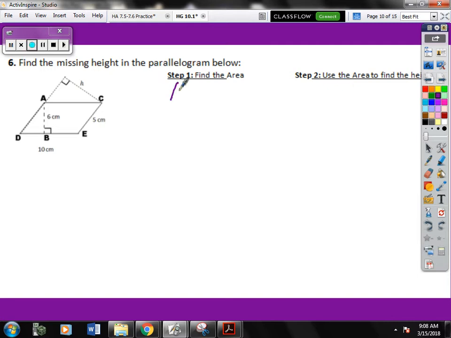So step 1, we'll find the area of the parallelogram using a base and height that we do know. So who can identify a base and a height that we do know that would correspond to one another? Marquise? Base 10 and 6. Good. Base is 10. Height is 6.